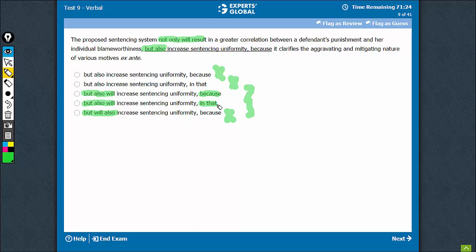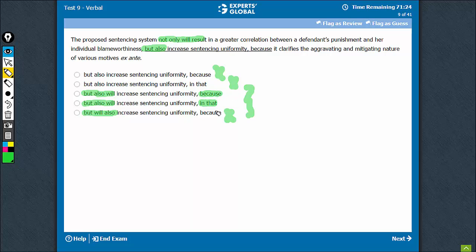In that is used when there is an intrinsic property involved, and because is used when there is a direct cause and effect relationship involved. So Jack scored well because he studied hard, so because is the right usage here. However, Jack is a preferred choice in that he has strong academics. So when it's about property, in that is used. When there is a direct cause effect relationship, because is used.